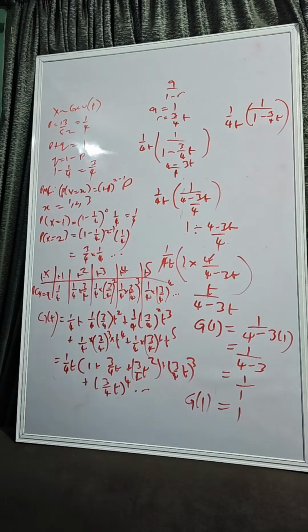So 1 over 4 t is t over 4. It's t over 4, okay. Where are you getting t over 4 from? It's not 1 over 4 t, it's t over 4.